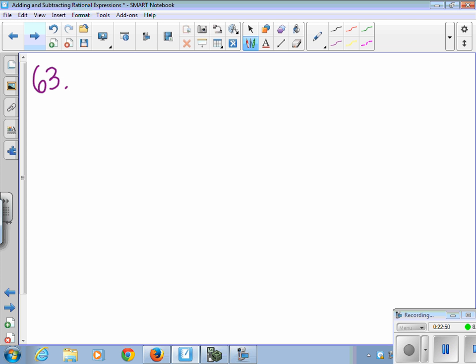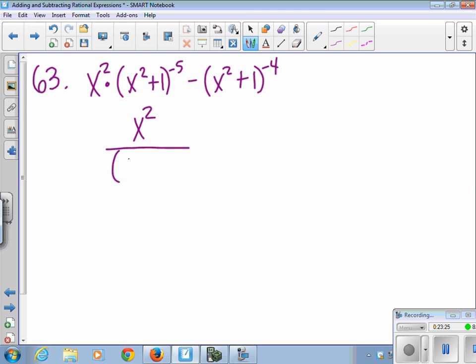163 will look like rational expressions, like what we just did. So if you have a problem like this, and you have negative exponents, the way you get rid of negative exponents is you drop it to the bottom of whatever it's being multiplied by. And so what I'm going to do to get rid of this term that has a negative exponent is drop it to the bottom of the x squared that it's being multiplied by. So this is going to be x squared over x squared plus 1 to the 5th.